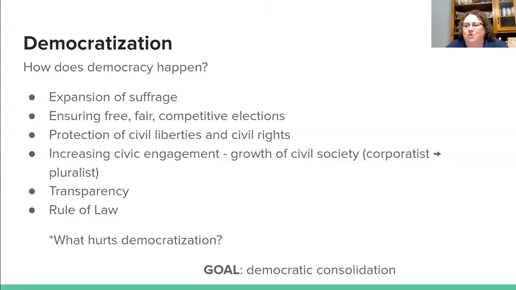Lowering the voting age, ensuring that women get the right to vote. For example, women didn't always have the right to vote in any of these countries that we're studying. Women gained the right to vote. Also, you know, how we've lowered the age. Some countries, they don't allow certain minority groups certain rights and stuff.